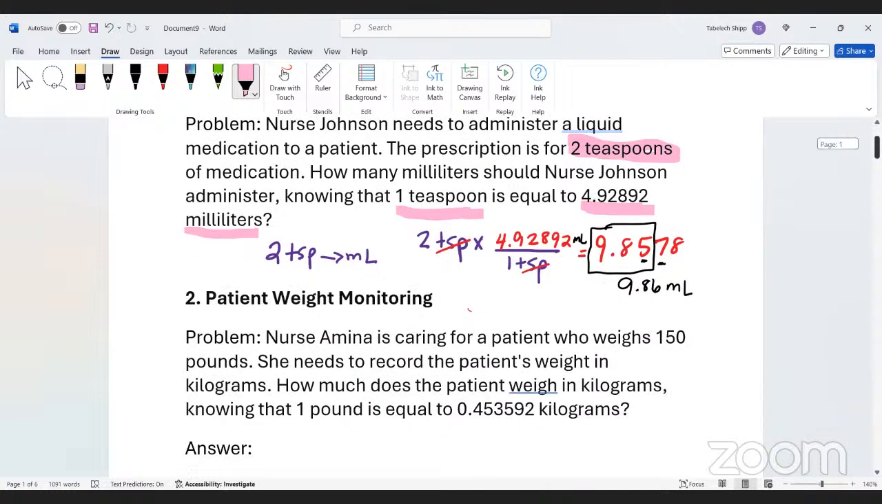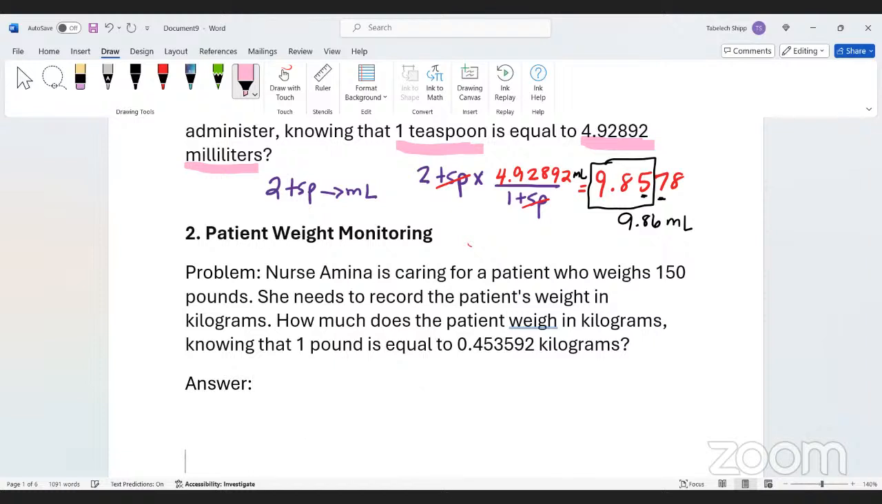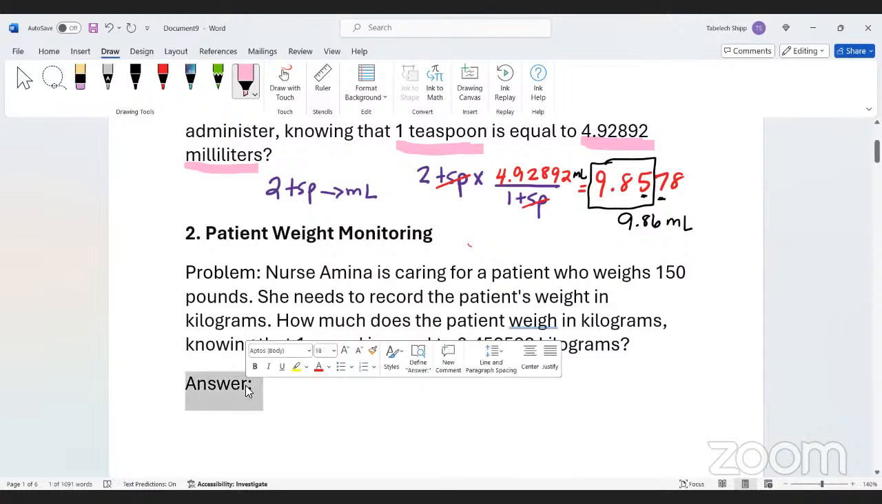Let's take a look at the next problem. And if at any point you need me to slow down, let me know and we will do that. If you need clarifications, let me know that as well.